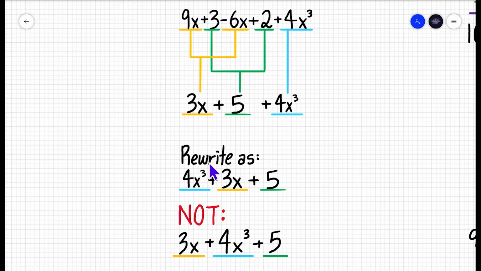You can always just tell by the number of the exponent, because 3 is bigger than 1, so this means this goes first, and then this, and then this. So you wouldn't write it as 3x plus 4x cubed plus 5, because while the 5 is in the right place, you switched these two, and that's not correct.